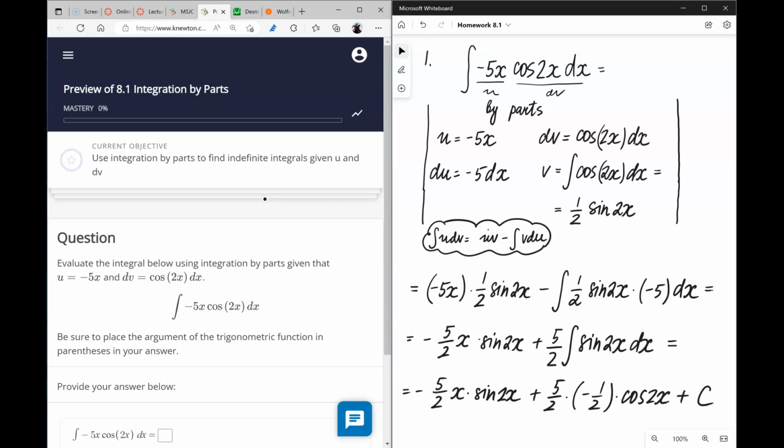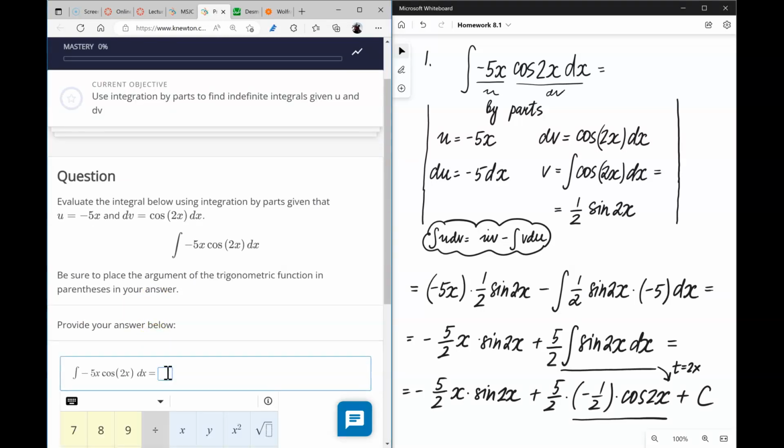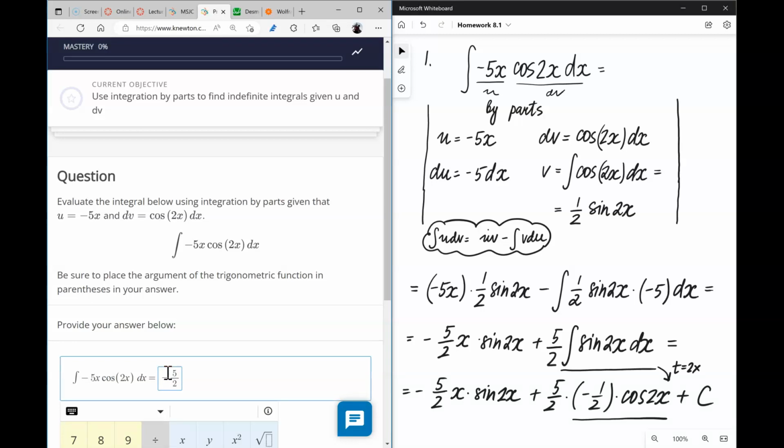And here, if you don't see how to go from here to here, I'm not going to show you every single step, because at this point this is considered to be basic. So I'm just going to give you a hint. To go from here to here, you have to do a substitution, linear substitution, t equals 2x, and it will get you this result. So that's the answer. Now we're going to enter it. So negative 5/2 x sine of 2x minus 5/4 cosine of 2x plus c.